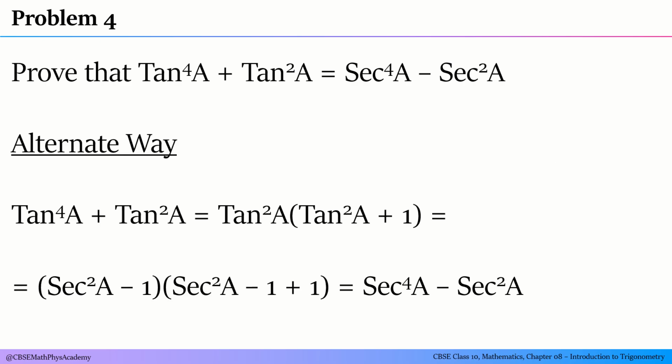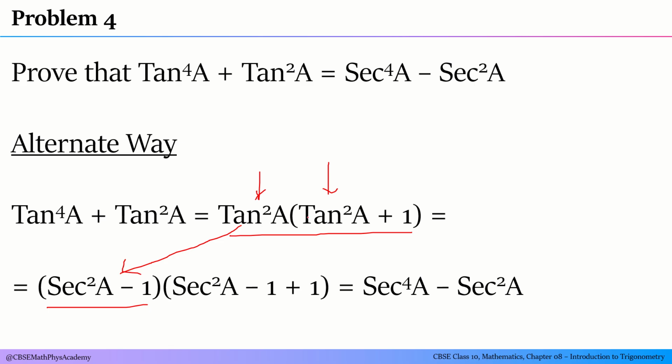There is also an alternate way, which we will see how to do. The first step, I am taking the left hand side, tan power 4 a plus tan square a. Up to this is the same as the previous step. Then I am going to apply trigonometric identity 2 for both the places where there is tan square. This tan square a becomes secant square minus 1.